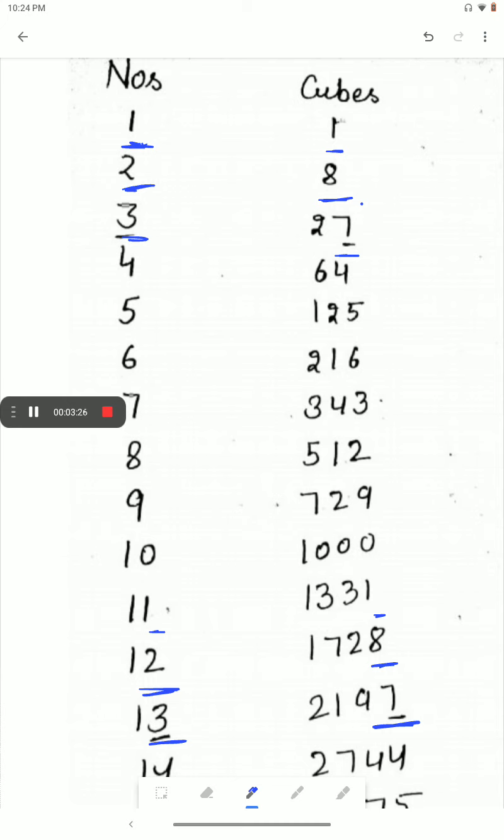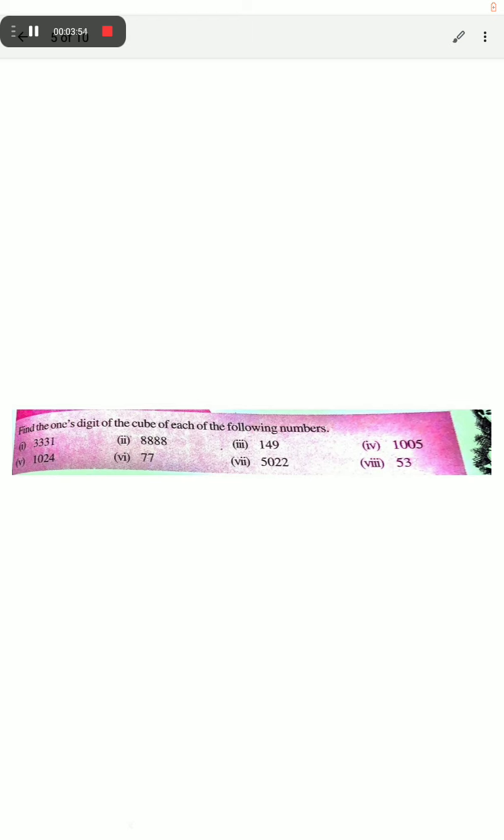It means if we know the digit at the unit place of any number, we can find the digit at the unit place of its cube, as we have discussed here. For any number, you can easily find out. If a number has 6 at its unit place, then its cube will also contain 6 at its unit place. If it has 9 at its unit place, then its cube will contain 9 at its unit place. Okay? Now, here is one question.